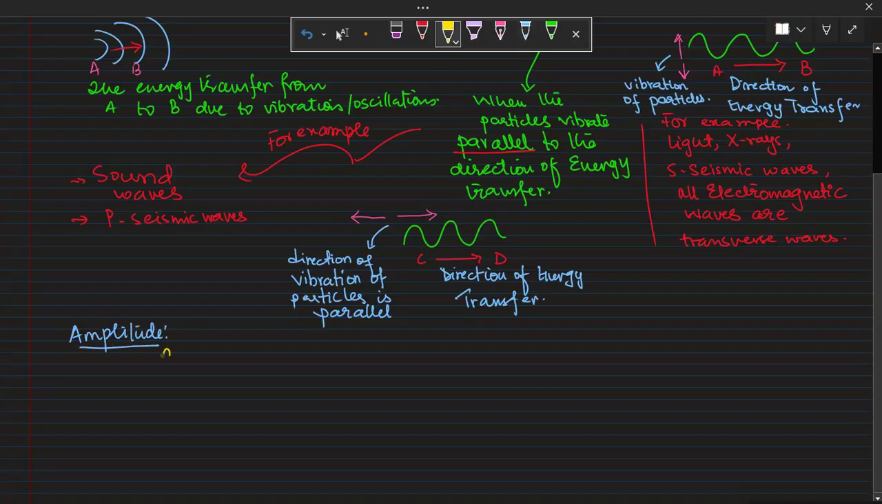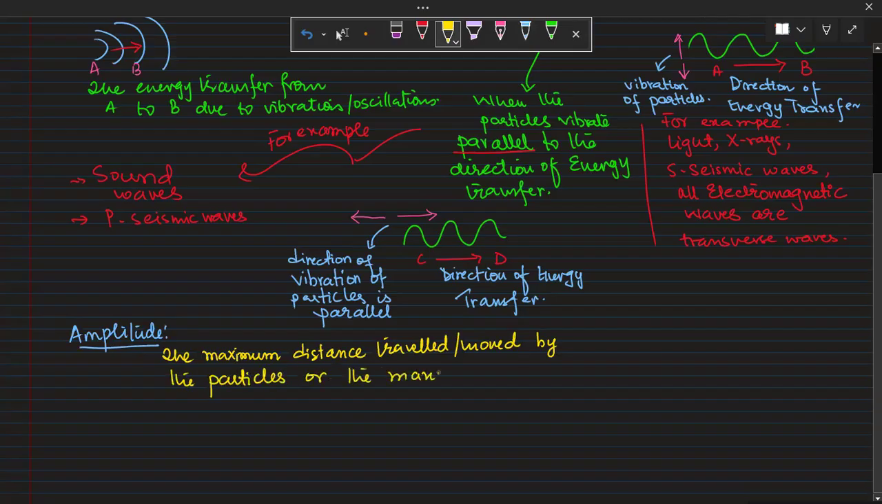The maximum distance traveled, or we can say moved, by the particles, or the maximum distance covered from the baseline or from the equilibrium position.